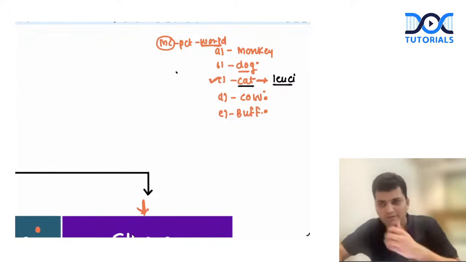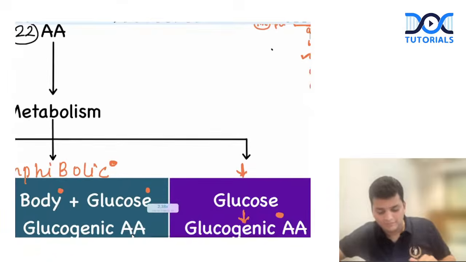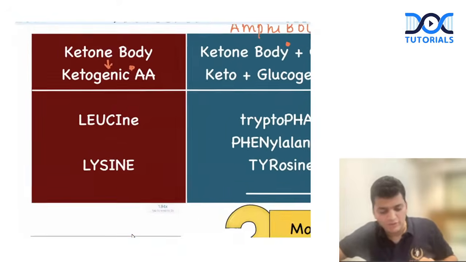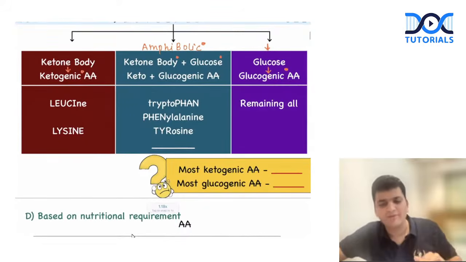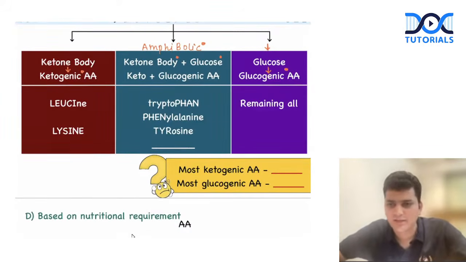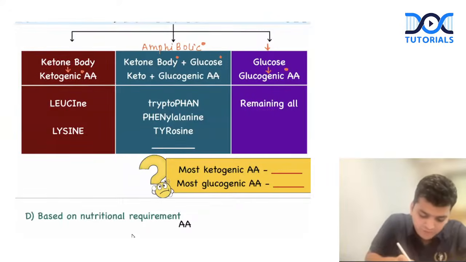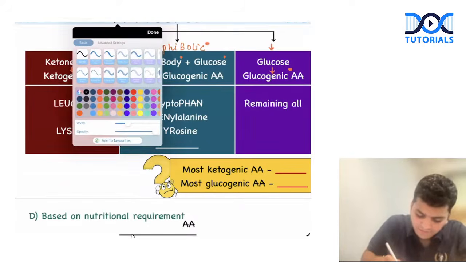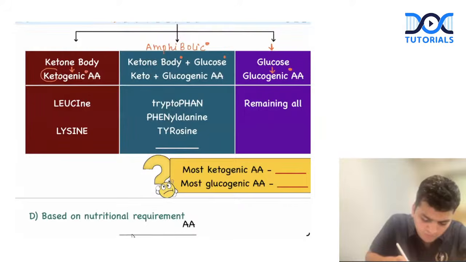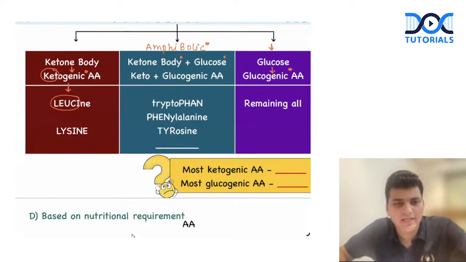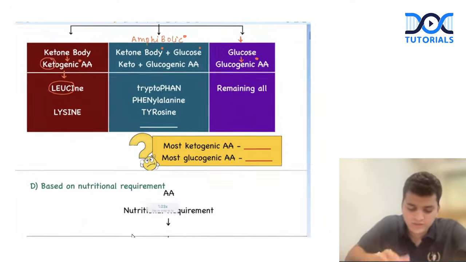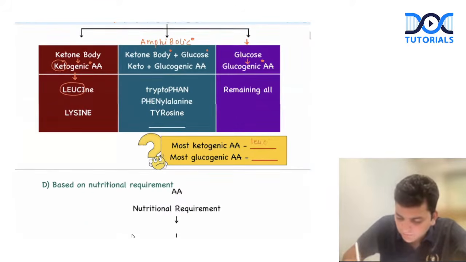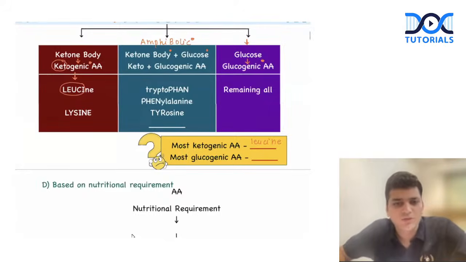How is it going to help us? When it comes to ketogenic amino acids, we know that amino acids are divided into three categories: ketogenic, glucogenic, and amphibolic. When it comes to ketogenic, that is cat, ketogenic cat, the most ketogenic is going to be leucine. So the ketogenic ones are leucine and lysine. Cat is leucine. The most ketogenic is leucine.